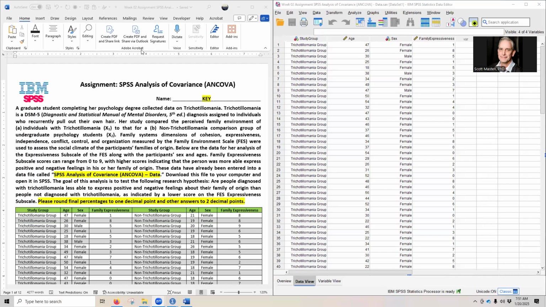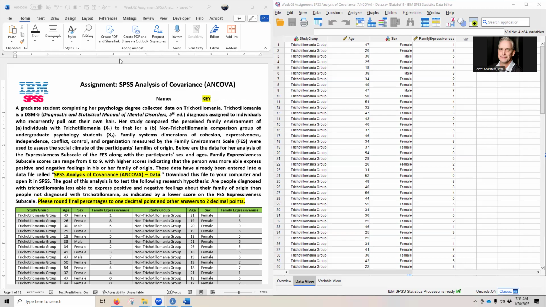All right, so let's do some analysis of covariance. This is based on a real study, a master's thesis of a student I helped, who was looking at folks with trichotillomania, that is the compulsive desire to recurrently pull out their own hair. And initially, a group of just undergraduate psych majors who were available for comparison.